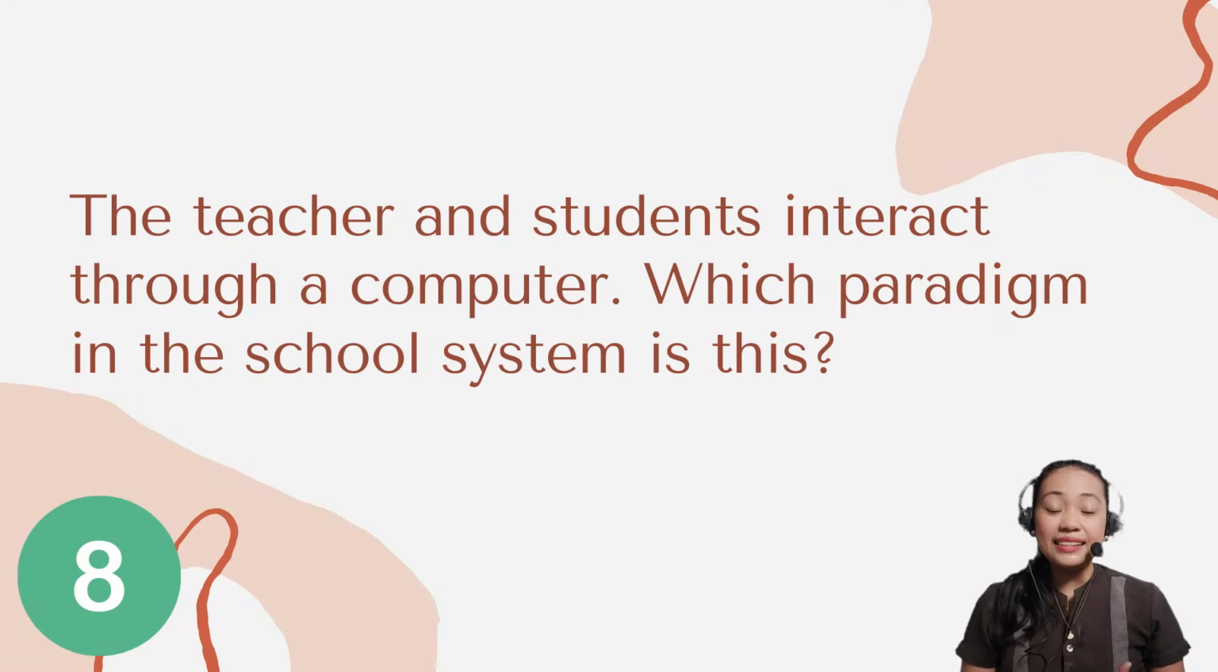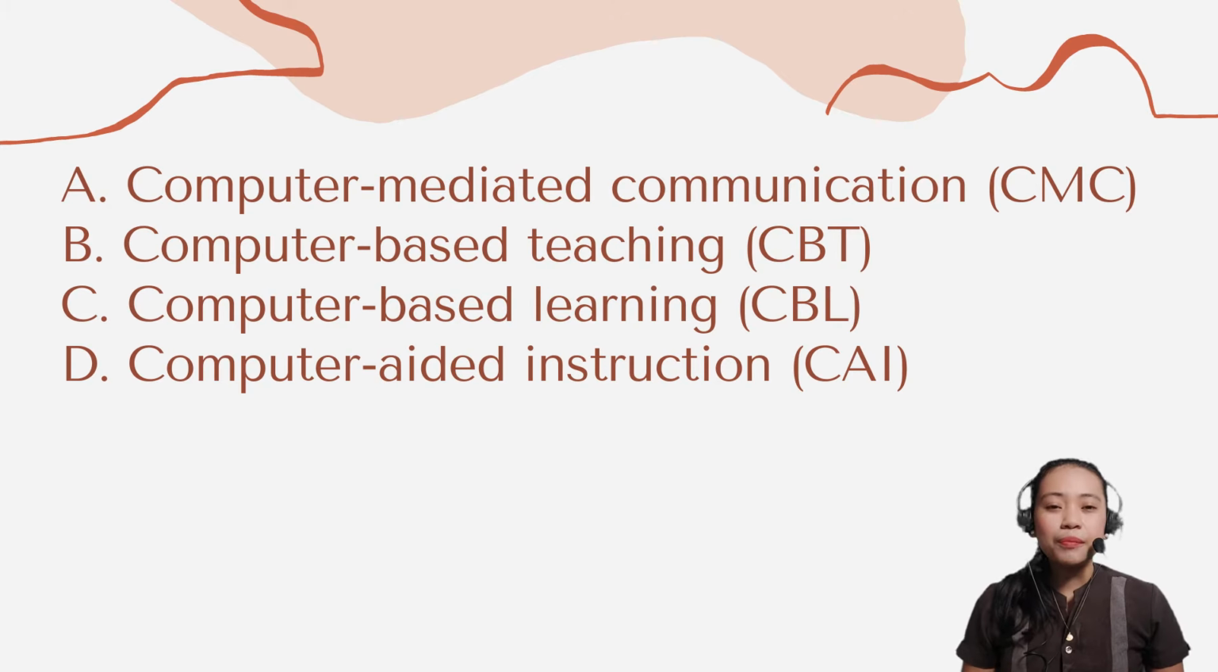Number 8. The teacher and students interact through a computer. Which paradigm in the school system is this? A. Computer Mediated Communication or CMC. B. Computer-based teaching. C. Computer-based learning or CBL. D. Computer-aided instruction or CAI.